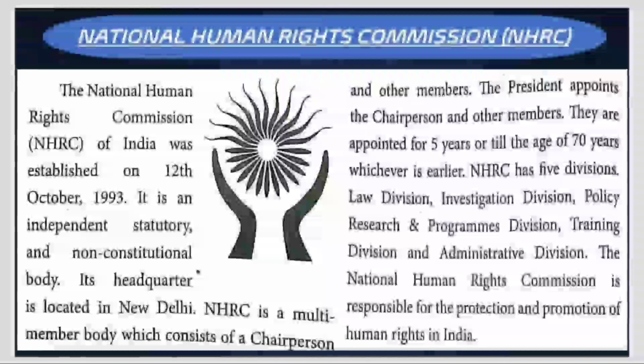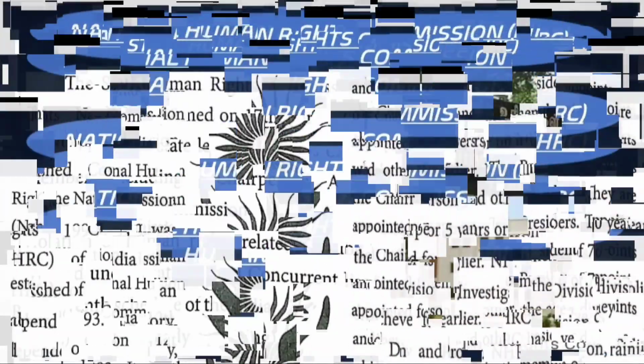The President appoints the chairperson and other members. They are appointed for 5 years or till the age of 70 years, whichever is earlier. NHRC has 5 divisions, namely Law Division, Investigation Division, Policy Research and Programs Division, Training Division, and Administrative Division. The National Human Rights Commission is responsible for the protection and promotion of human rights in India.